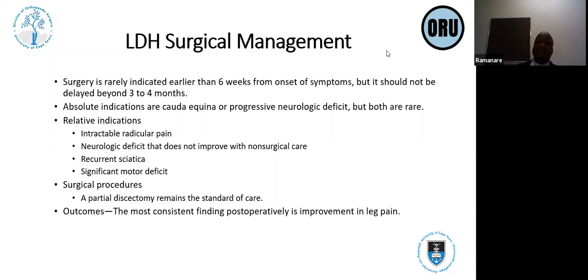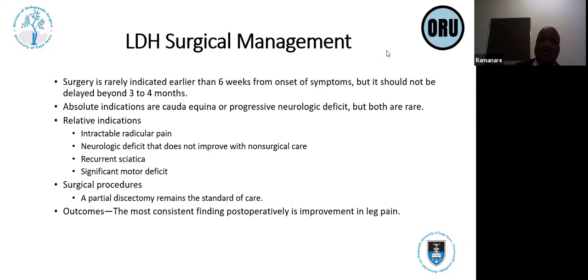Looking at our indications: absolute, cauda equina, which is rare. Another absolute, progressive neurological deficit. I want to add motor fallout. If I've got motor fallout in a lumbar segment, it's showing me that the compression has been there for a long time, and that compression is significant enough to cause loss of motor function.